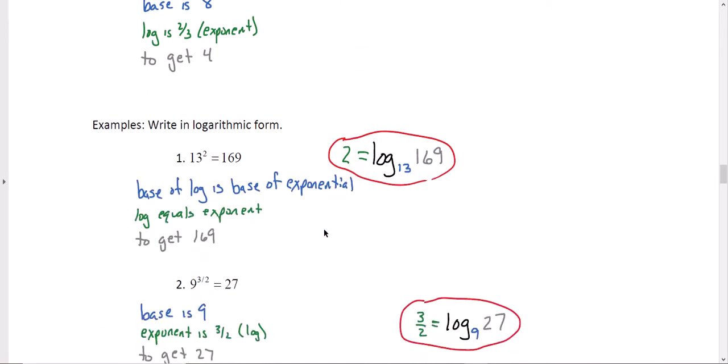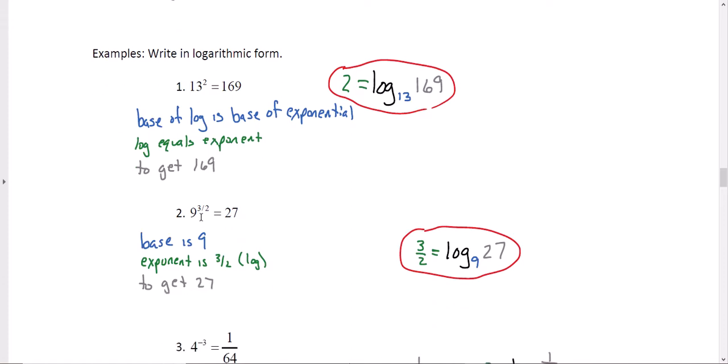Let's go in the opposite order. Write in logarithmic form. So 13 squared equals 169. The base of the log is the same as the base of the exponential. So 13 squared tells us it's log base 13. 2, the exponent, is what the logarithm is equal to. So 2 in green is the power. All the logarithm is, is a power to which I raise 13 in order to get 169.